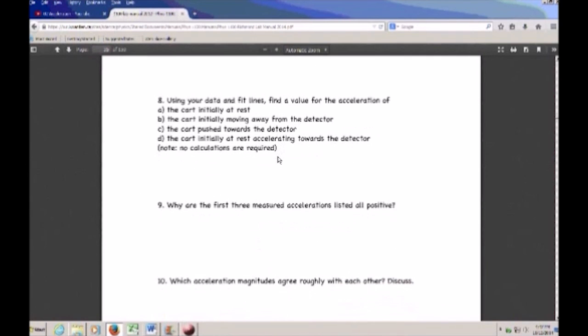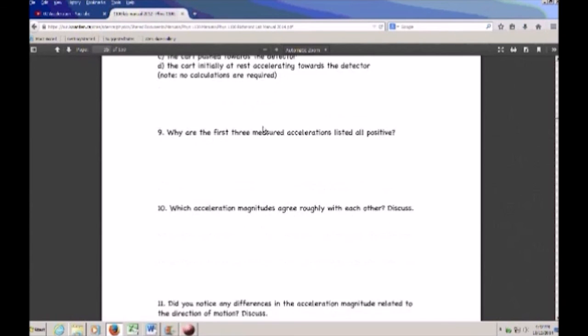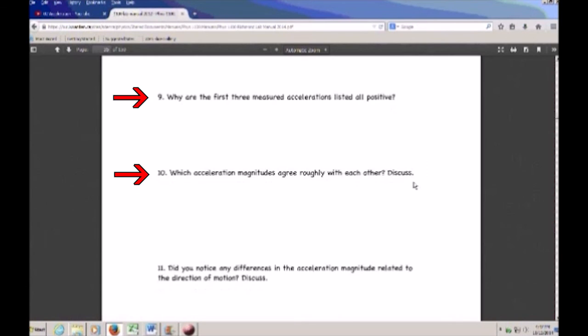Question 8 says, using your data and your fit lines, find a value for the acceleration for the 4 cases that we studied. By the time you get here, you've already got these numbers. You should not need to do any calculations. You should be able to just write down the numbers. Questions 9 and 10 are sort of related. Why are the first 3 measured accelerations listed all positive, and which acceleration magnitudes roughly agree with each other? Can't give you an answer for this, but what I will say is the thing to remember when you're trying to answer this is that we only had one fan. So all of our accelerations came from that one device. So if you keep that in mind, it becomes a little easier to answer these questions.